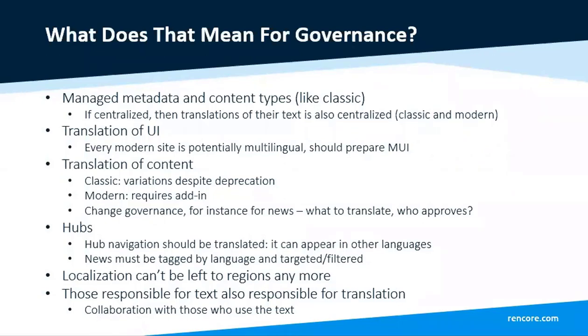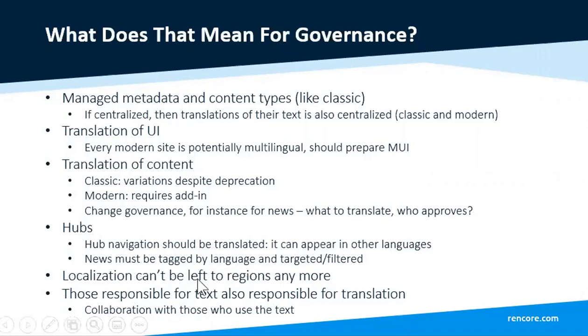So for instance, for news, you have to determine what you're going to translate, and who's going to approve the translations. So the people who are generating this content, the communications group or health and safety or whoever it is, now have to figure out how to translate that content. That used to be a regional issue, that now becomes a central issue. If you're creating hubs, navigation has to be translated. So that becomes a central issue, no longer a regional issue.